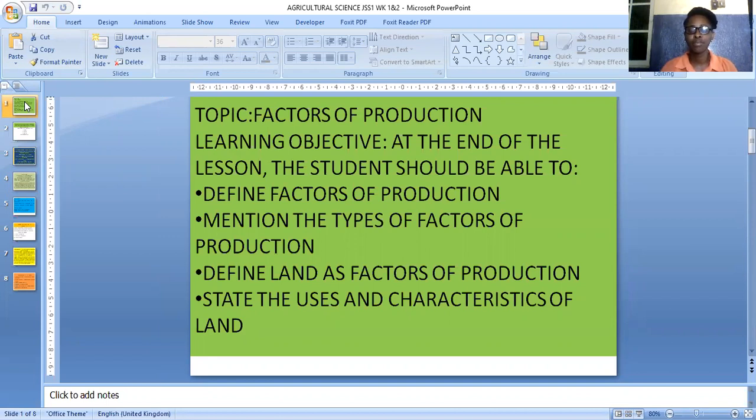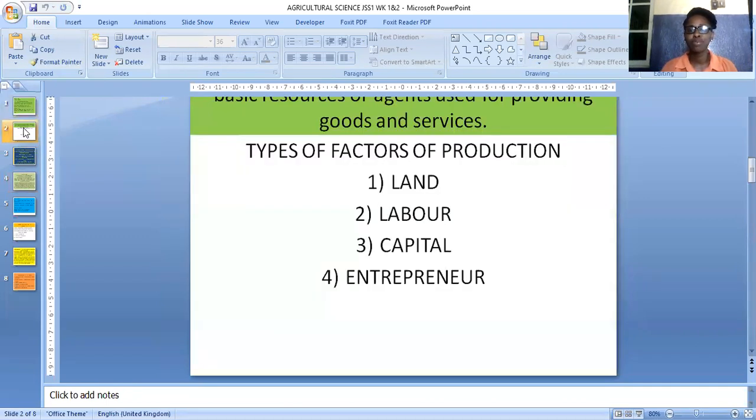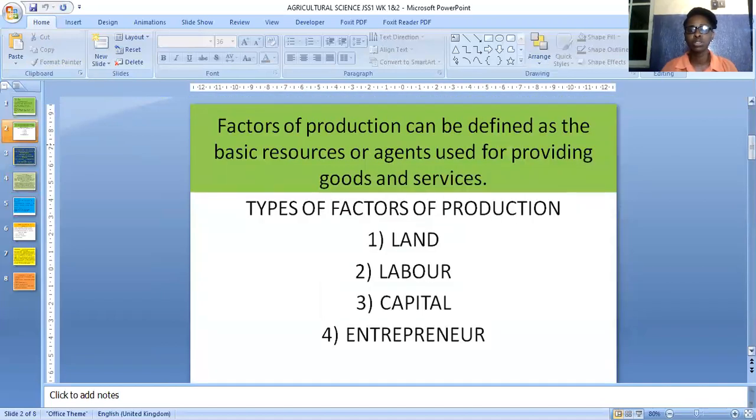Factors of production can be defined as the basic resources or agents used for providing goods and services. Types of factors of production: we have land, labor, capital, and entrepreneur. In this lesson, we discuss more of the land.